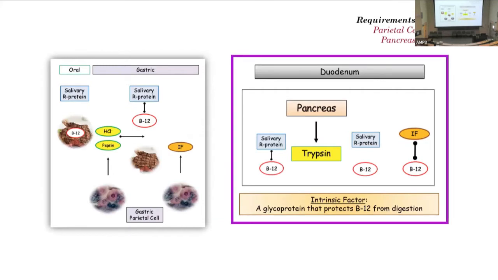Duodenum, pancreas releases trypsinogen to trypsin. Trypsin then releases salivary R protein from B12. B12 binds intrinsic factor. What is intrinsic factor? Glycoprotein that protects B12 from digestion. So that's the role of the pancreas in B12 absorption. Small role, but it plays a role. You can get B12 deficient.